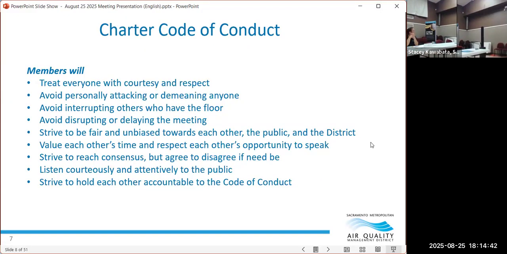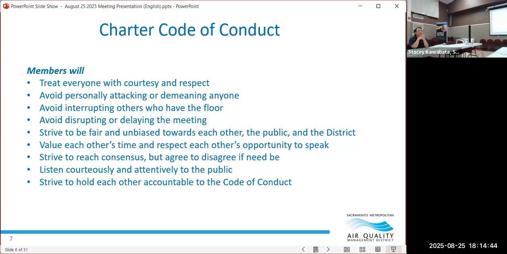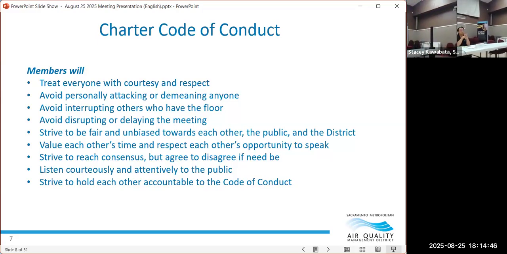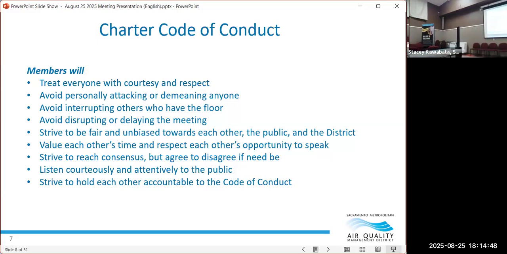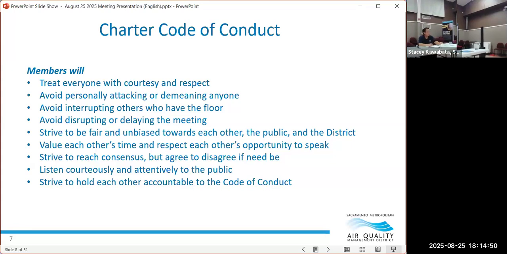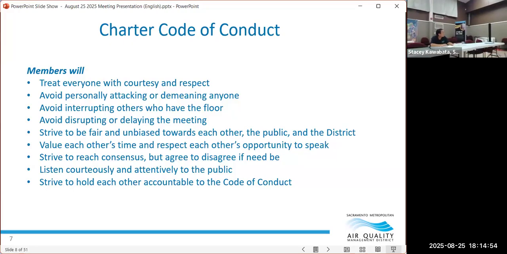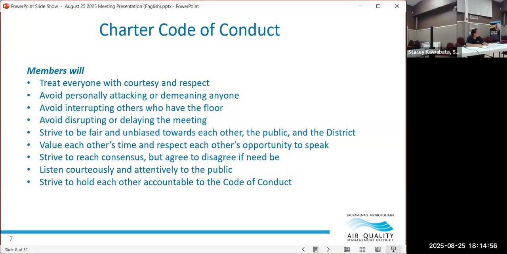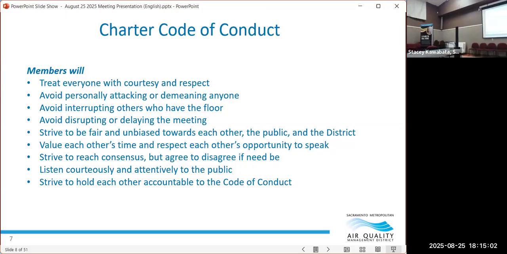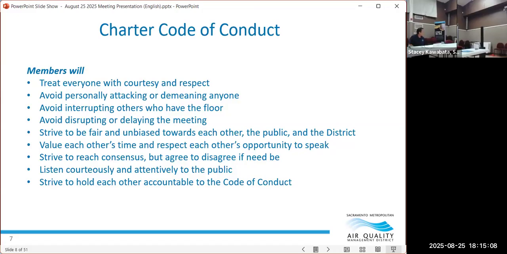So going over our charter code of conduct, if you're a steering committee member, you have a physical charter packet. If you're joining us and seeing this for the first time, this is something that we all agree to by being in this space. What I'm going to point out today is that we will avoid interrupting others who have the floor, and we will strive to reach consensus, but agree to disagree if need be.